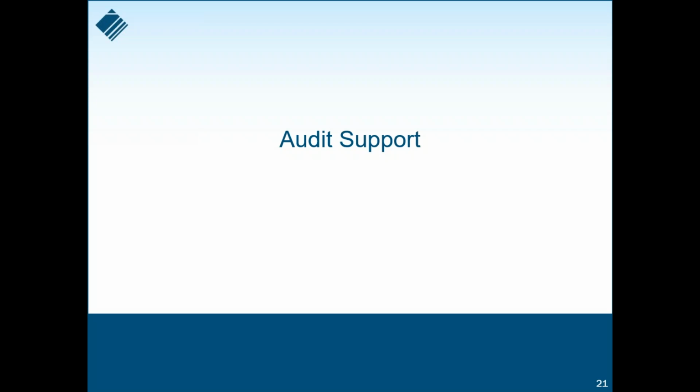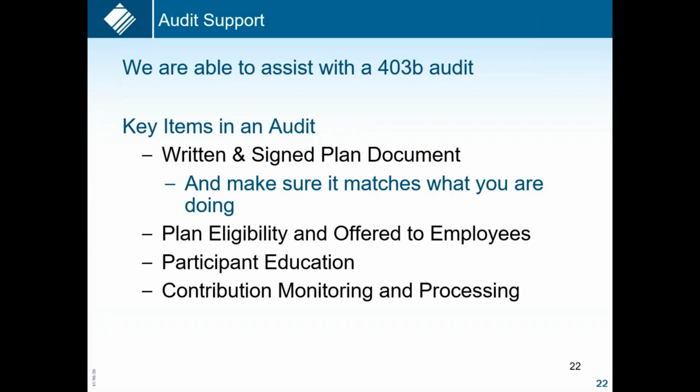Next, we will cover audit support. I haven't seen any activity, but we are always here to help. Key items in audit are: know where your signed and most current plan document is and have it on hand. Make sure you are operating in the same manner outlined in the document. Have documentation of employee education and forms in the employee files. Make sure contributions are made timely and don't exceed the limit. Again, we are here to help if needed.